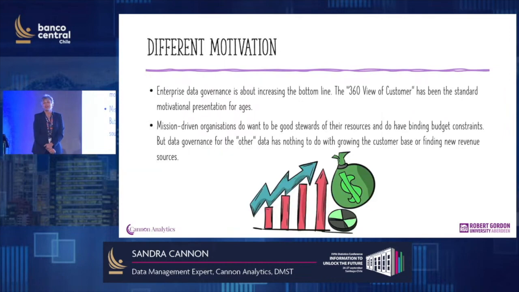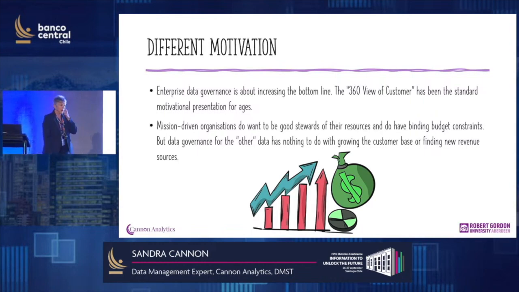And then there's the motivation. Data governance out in the wild is all about the ROI. It's all about increasing your customer base. Sometimes it's about decreasing costs. It's about increasing profits, increasing sales. How do we increase the customer base for a central bank? It's a nonsensical idea. So the issue is, what's the return on investment for data governance in a central bank? We don't have those same metrics.